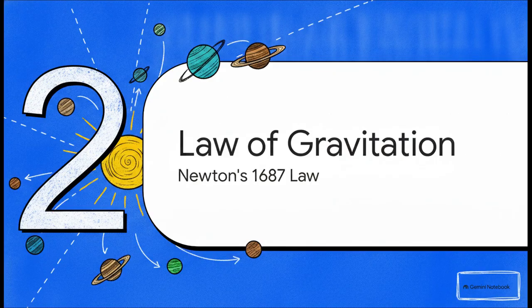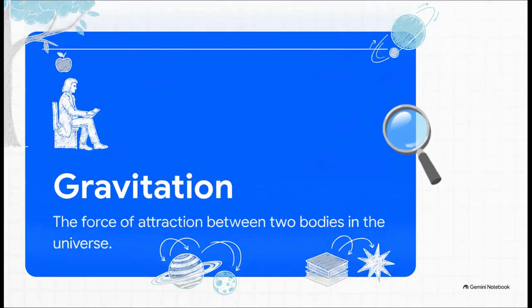Moving to Section 2, the universal law of gravitation and Newton's breakthrough in 1687. So, what actually keeps all those planets orbiting the sun? I mean, why don't they just shoot off into the dark void of space in a straight line? Well, the answer is gravitation. That's the force of attraction between any two bodies. When Isaac Newton put this out there in 1687, he realized this wasn't just some special rule for planets and stars. It means every single object in the universe is actively attracting every other object.